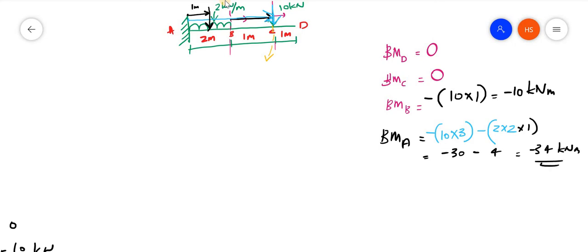So this will be the bending moment. Just to understand, bending moment at D is 0 since there is no load here.